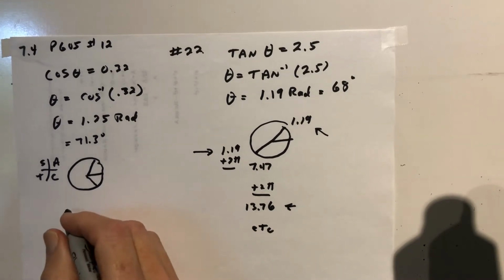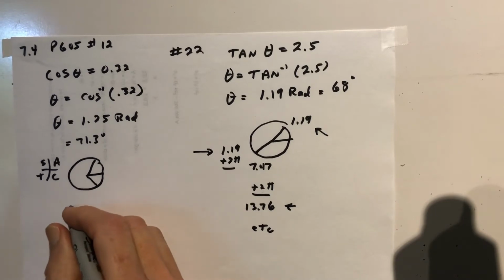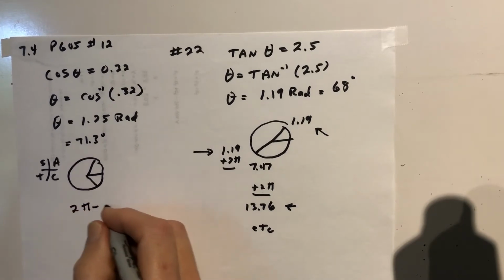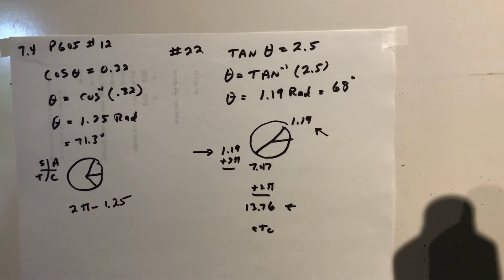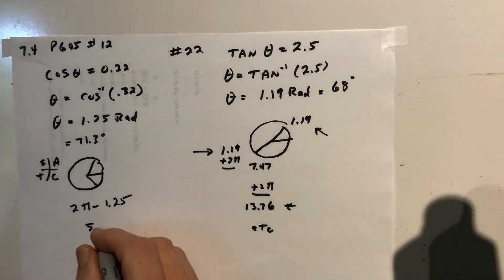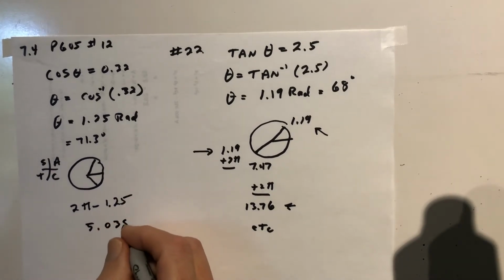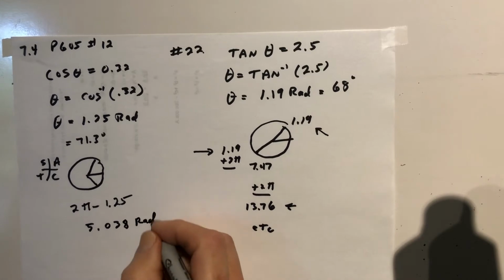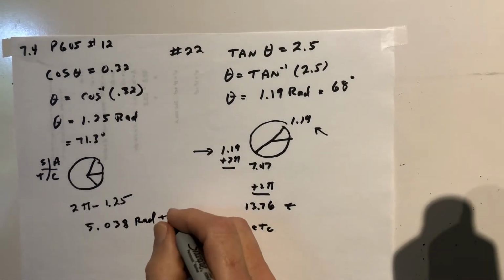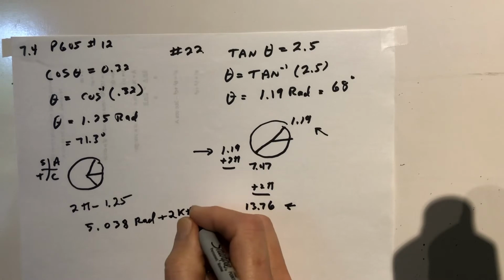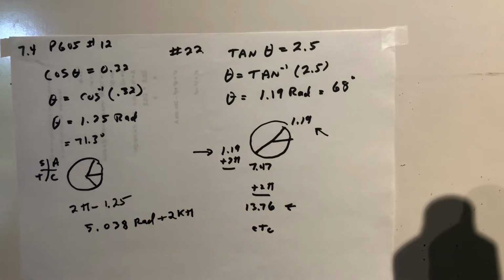So you take 2 pi and subtract 1.25, and you get 5.038 radians. Now the direction said to give all the answers, so you have to go plus 2k pi because cosine's period is 2 pi.